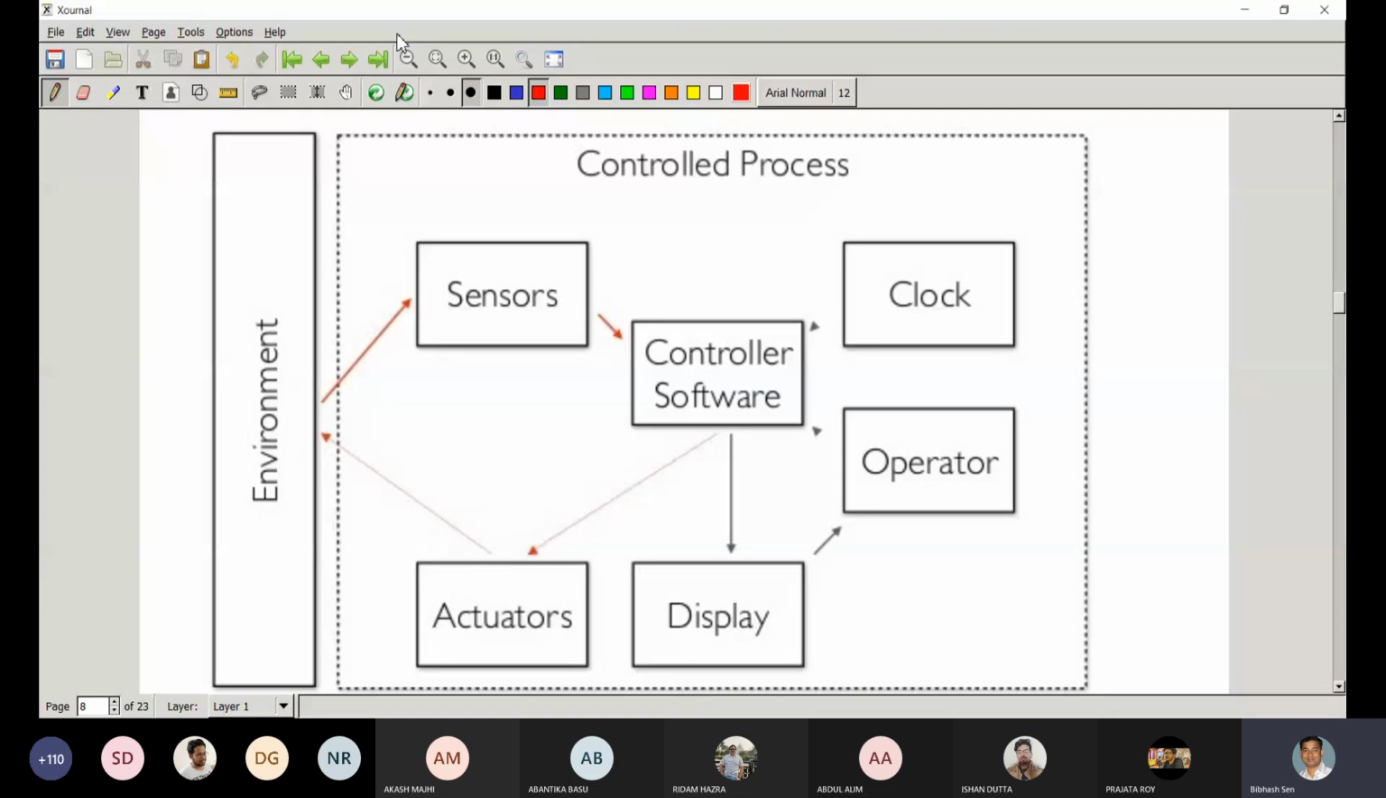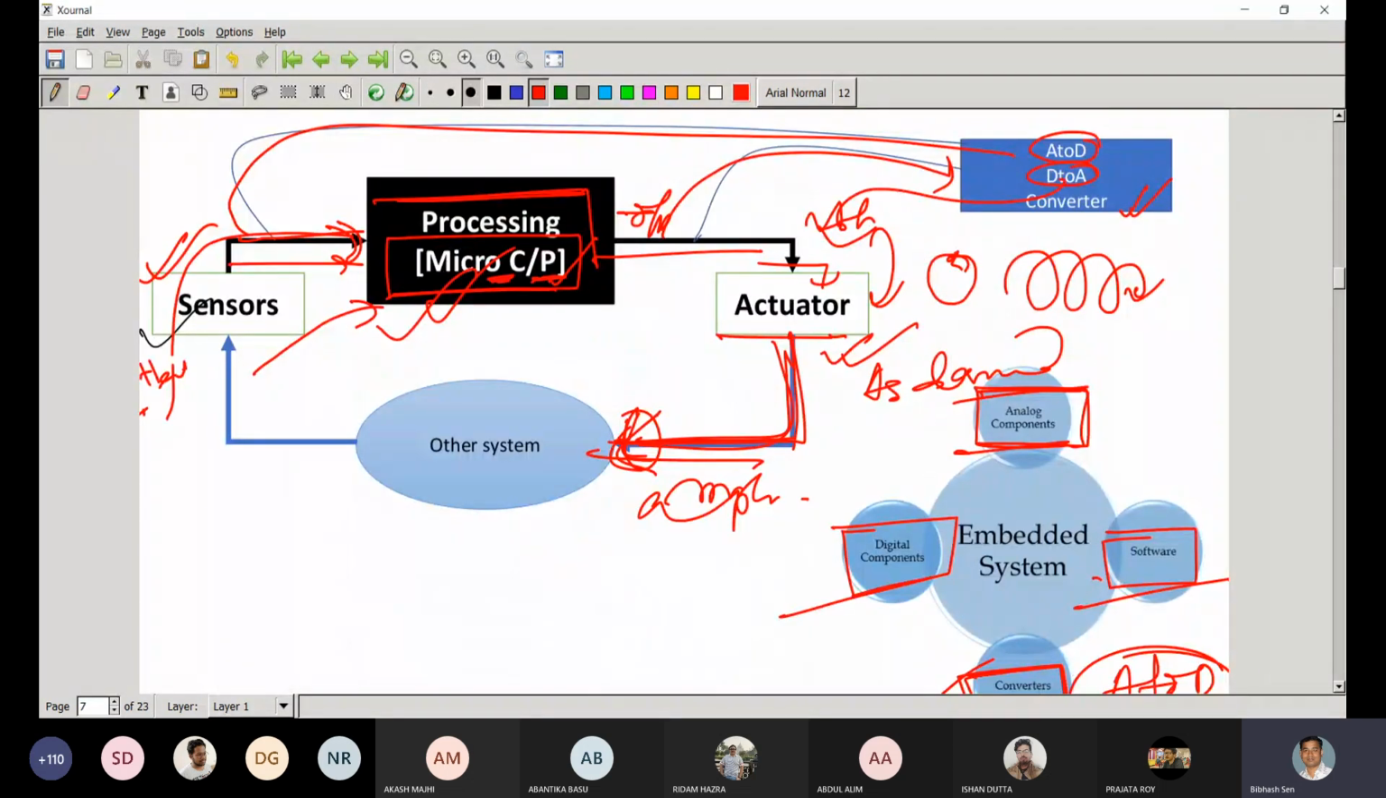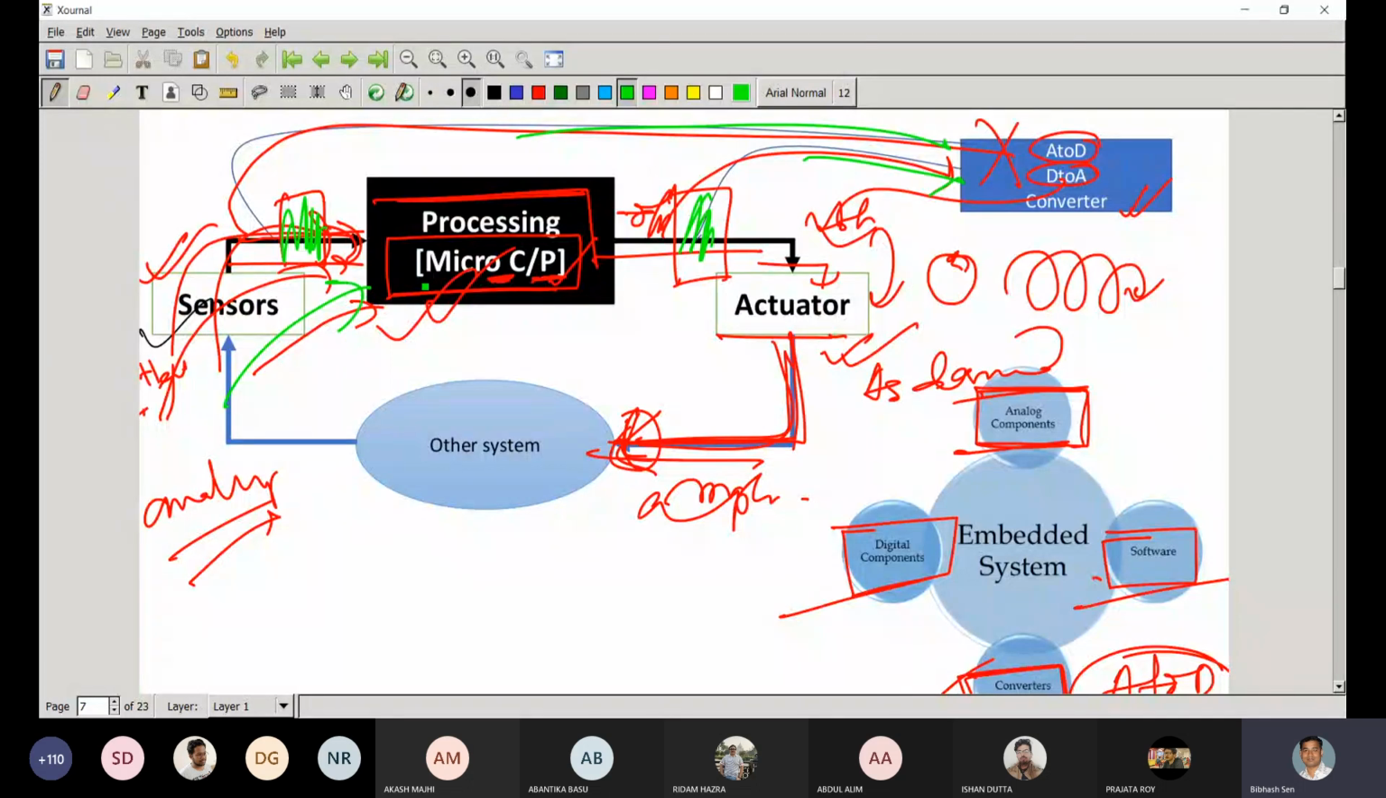The converter is actually required when the signals are passed. See, from the environment, most of the signals are analog. Maybe the sensor gives it. If it is coming digital, then at that time the converter is not required. The converter is present here. Are you getting my point? Okay, sir. The converter is actually intermediate. It is based on the requirement. Actually, this is present. That's why I have marked it as optional. If the signal is coming digital, no converter is needed. If it is analog, then I need a converter. Got the point?